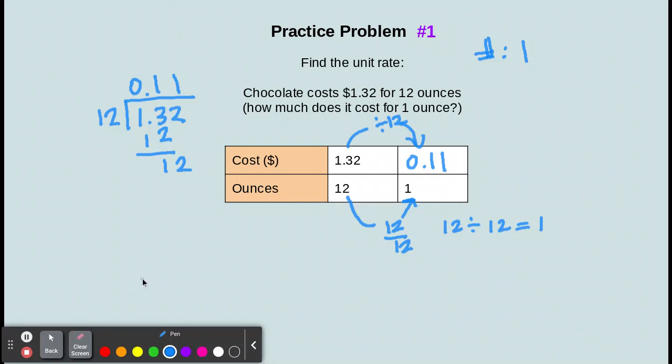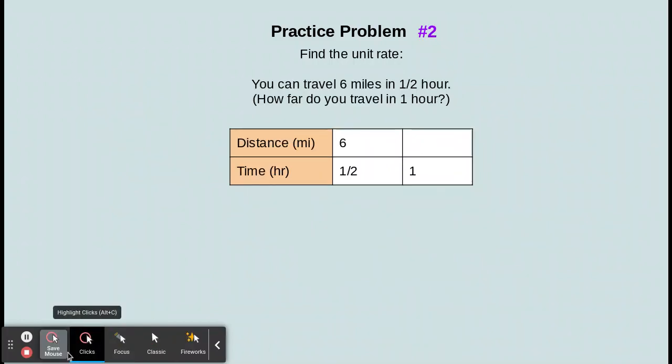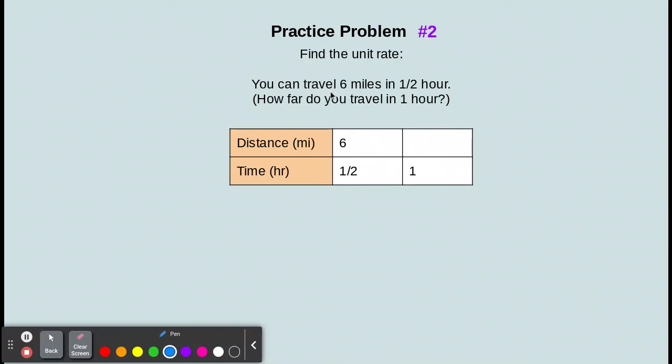Okay, that's practice problem number 1. But now let's move on to practice problem number 2. I showed you how to do the first one, so now you should be able to do the second one. You travel 6 miles in 1/2 hour. How far do you travel in 1 hour? Because remember, unit rate is a number to 1. So miles. How many miles in 1 hour?